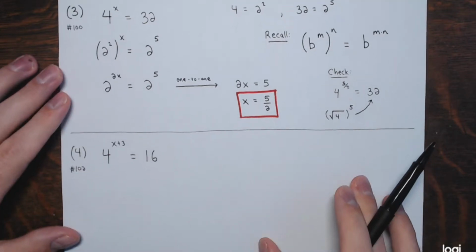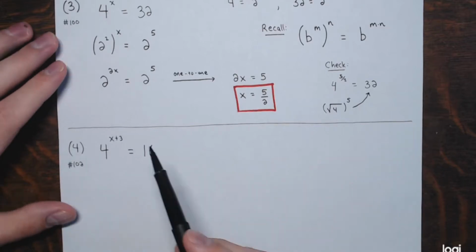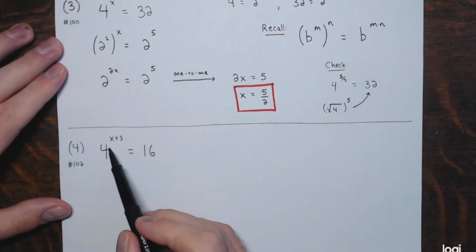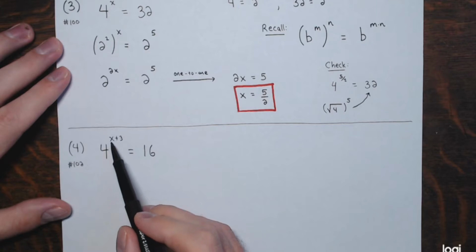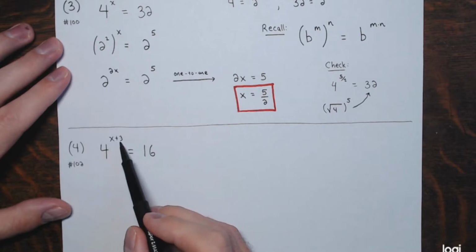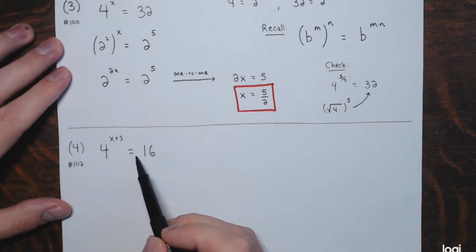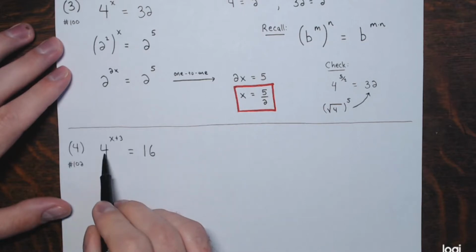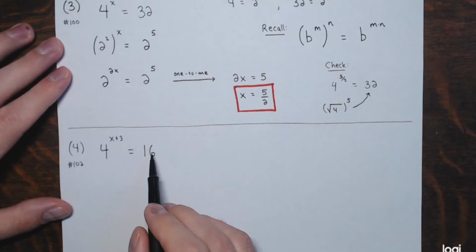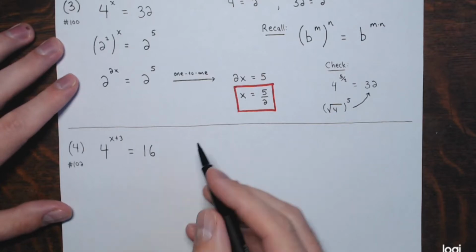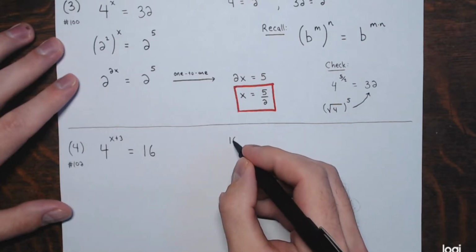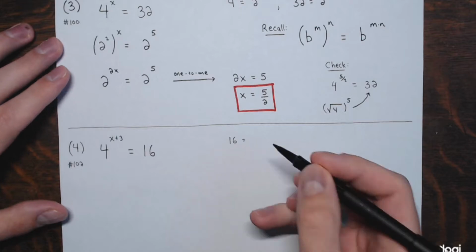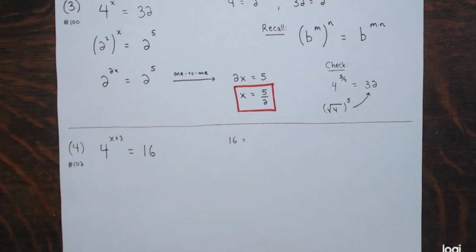All right. Next question. So the left side has a base of 4. We have 4 to the x plus 3 power equals 16 to the first. So base 4 on the left and a base of 16 on the right. But you can probably remember, hopefully, that 16 is a nice power of 4. So I can write both sides in base 4 right now.